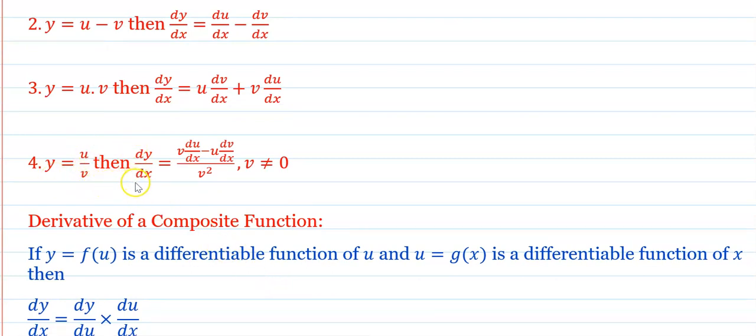Then dy by dx is equal to, what is that? v into du by dx minus u into dv by dx upon v square.